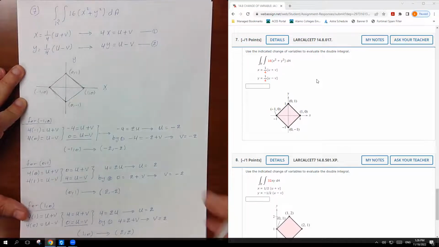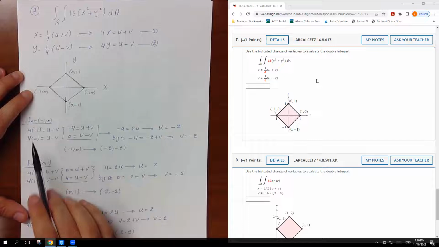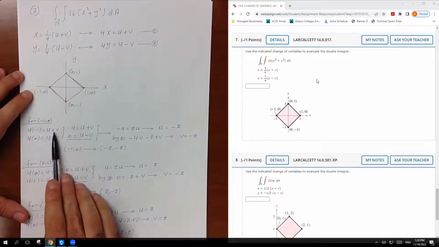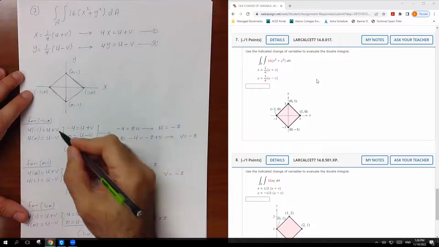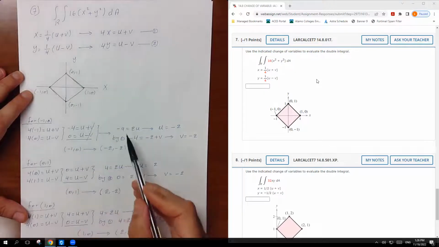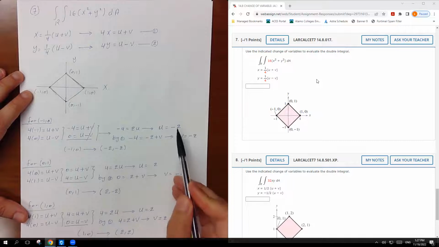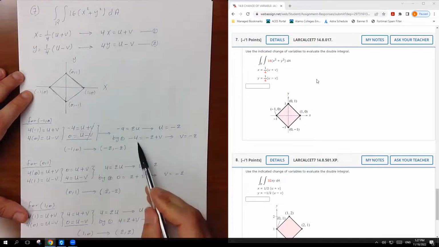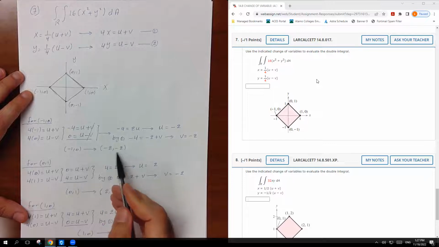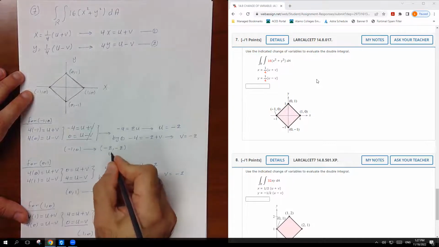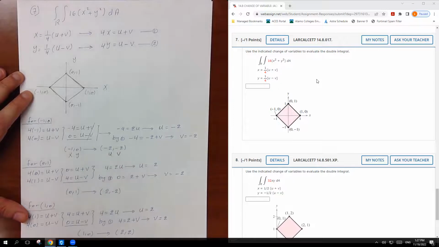So I'm going to do the same steps as in the previous example. The first point, I'm going to start from this one. 4 times -1 equals u plus v, and 4 times 0 equals u minus v. By elimination, it's going to be -4 equals 2u. That means u equals -2. Substitute this in the first equation, and we're going to get v equals -2. That means this point converted to (-2, -2) in the UV plane.